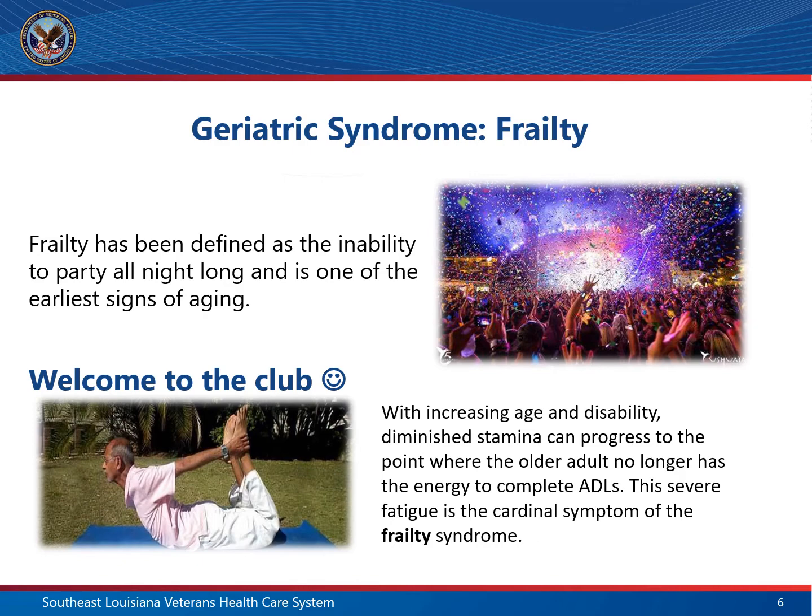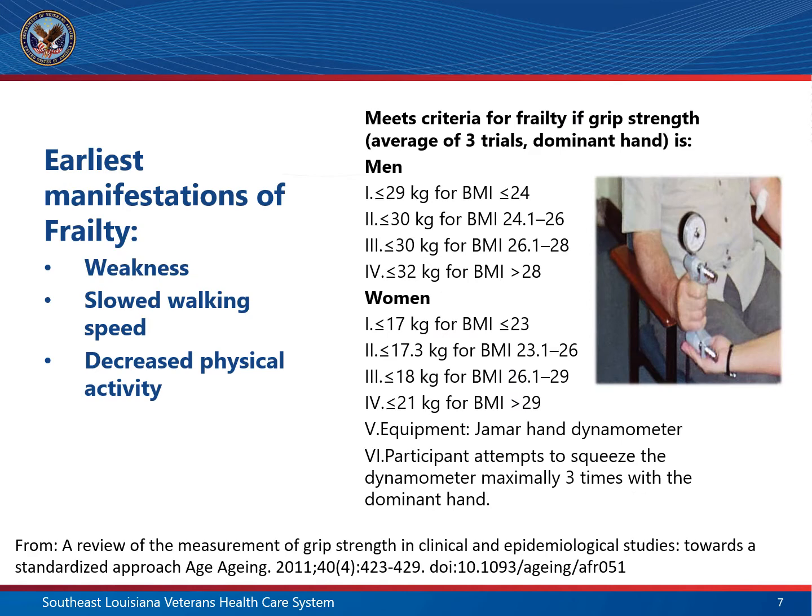With increasing age and disability, diminished stamina can progress to the point where an older adult no longer has energy to complete his activities of daily living, which is getting up, cooking, eating, changing their clothes, brushing their teeth, taking a bath. This severe fatigue is a cardinal symptom of the frailty syndrome. The earliest manifestations of the frailty syndrome include weakness, a slowed walking speed, and decreased physical activity.